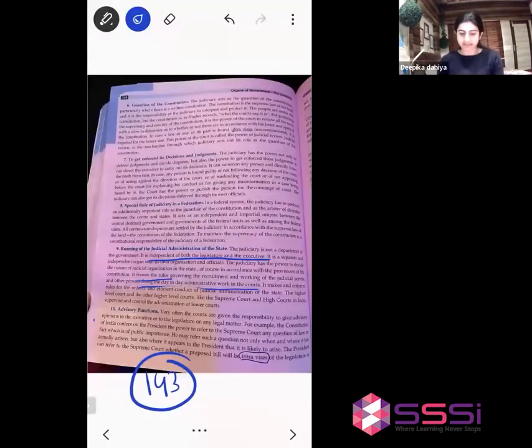So, the second matter: if there is a dispute arising from a pre-constitution treaty, see, the constitution was enacted in 1950, right? If there was a treaty before the enactment of the constitution which is a matter of dispute now, then the president can refer this matter to the Supreme Court and take its advice: please, dear Supreme Court, tell us what we can do with respect to this. Clear? So under 143. Now write down one more question.